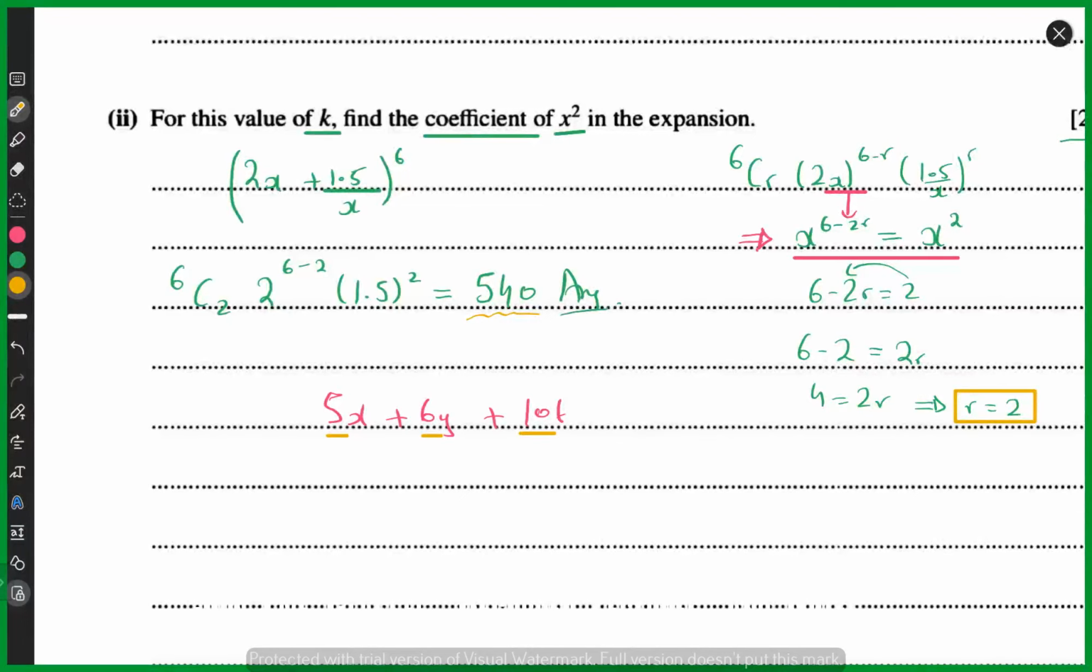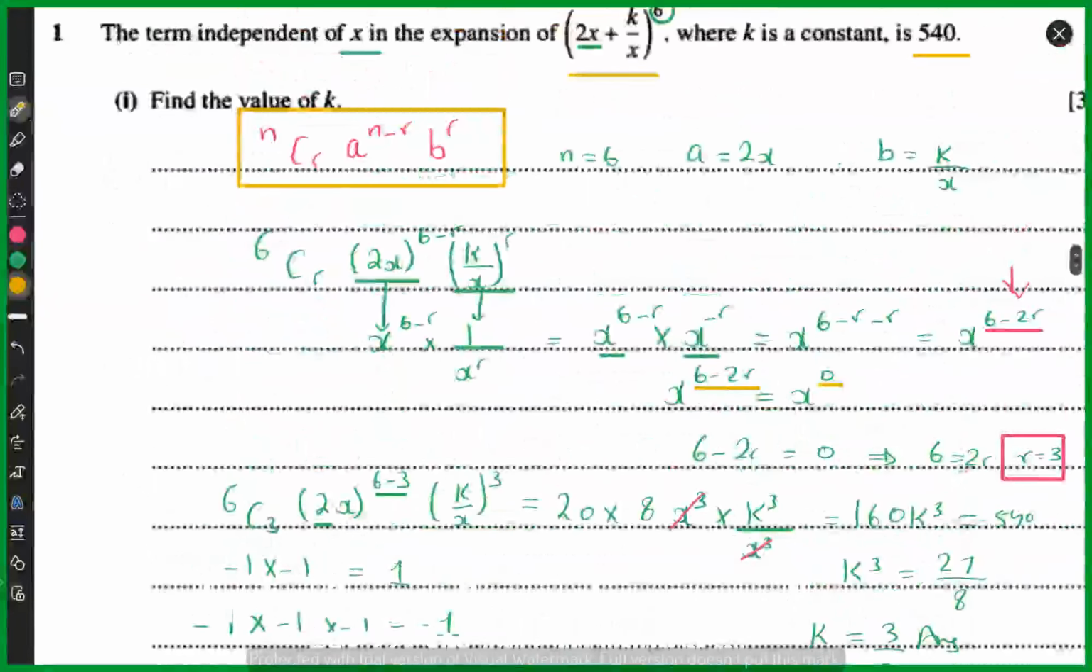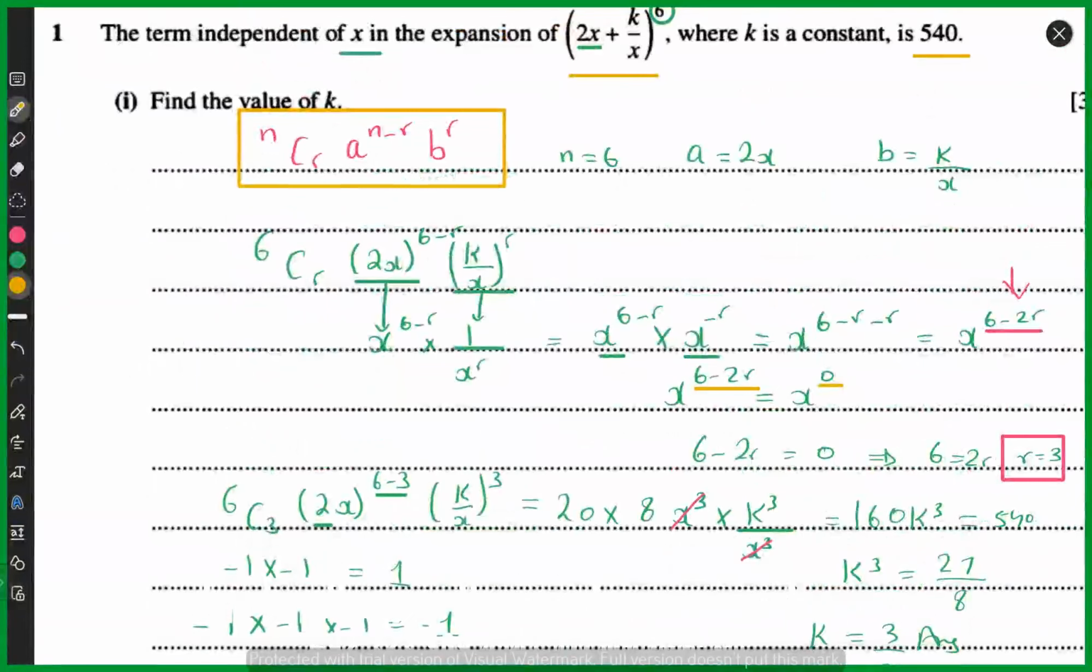Miss, can you go to the first question? Yes, definitely. This one or the one before it? Yeah, this one. Miss, the part that I did not understand here, the term independent of x, this part I did not understand. And the other part is x to the power of 6 minus 2r is equal to x0. This part I did not understand. Okay. I'll tell you. Okay, 1 second. Very good. Okay, both parts are linked.